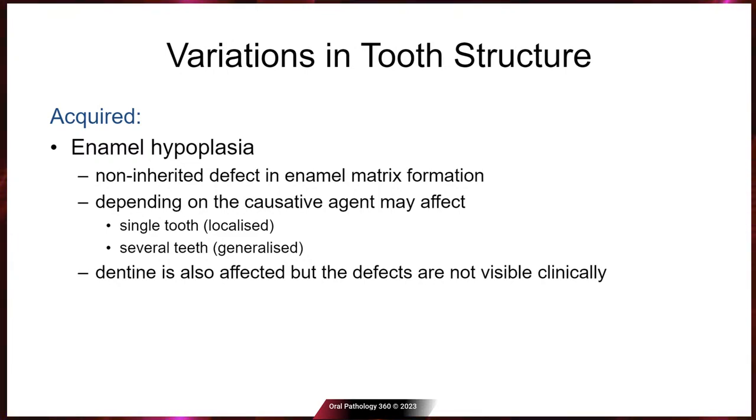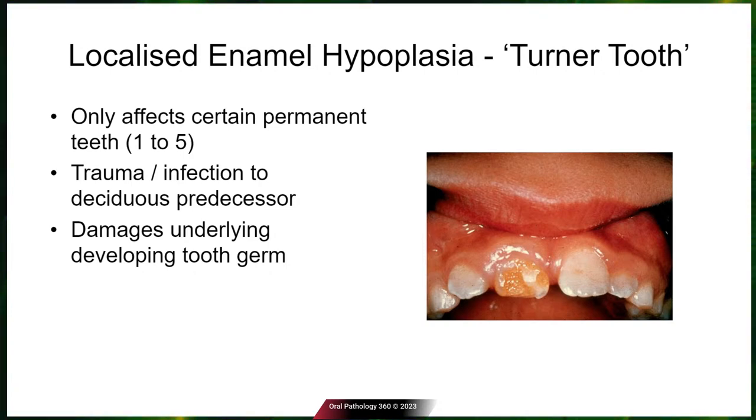In general, the dentine is also affected, but the defects are not so visible clinically for various obvious reasons. So here is the single localized tooth. Again, you'd be very aware of this whole idea of a tooth which has been infected, or the kid that falls out the door on the first day of school and bashes their tooth, and so it then may intrude the primary tooth and it will affect the developing secondary tooth underneath that. And somehow there is damage to the underlying developing tooth germ. And when that erupts, you can see the effects of that. And in this case, there are areas where the enamel has been lost due to whatever the trauma has been.